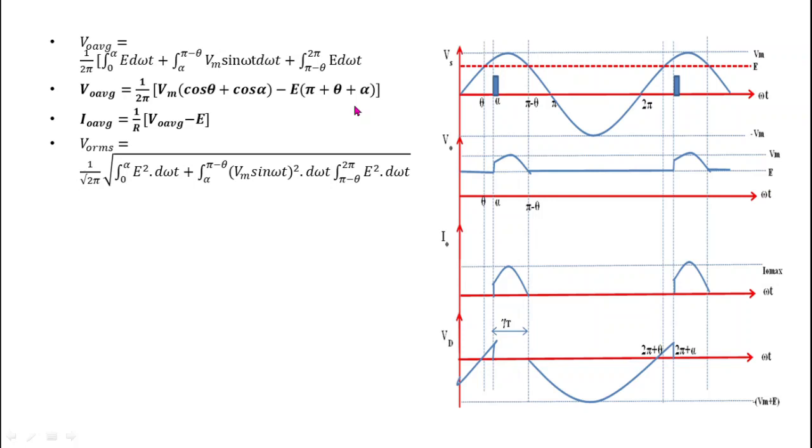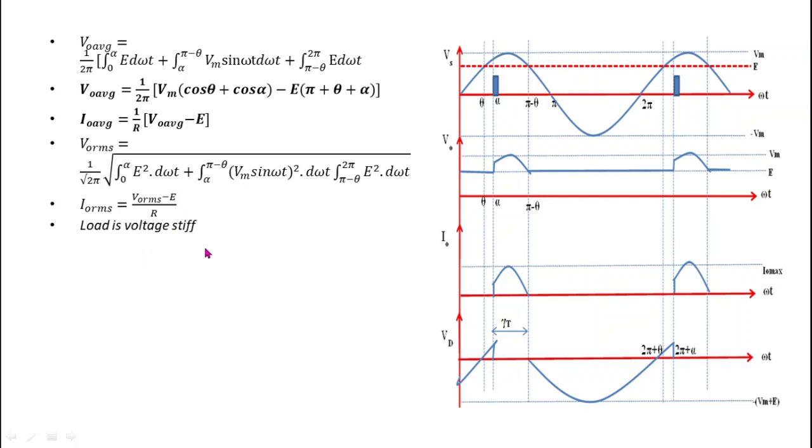And what is the RMS value of output voltage? The RMS value is given by the square root of 1 upon T, integration 0 to T of V naught square dt. Here T is equal to 2 pi, so we get 1 upon 2 pi under the root, integration 0 to alpha E square d omega t, plus alpha to pi minus theta (Vm sin omega t) square d omega t, plus integration pi minus theta to 2 pi E square d omega t. On integrating this we get the value of V naught RMS. I naught RMS is equal to V naught RMS minus E by R.